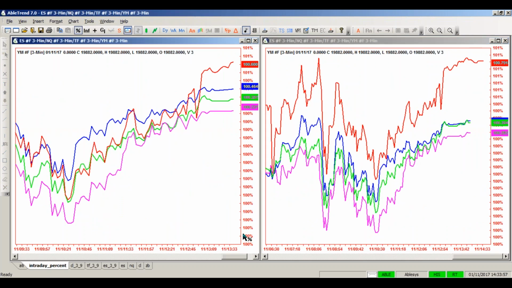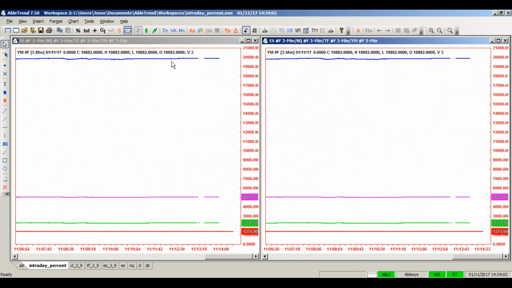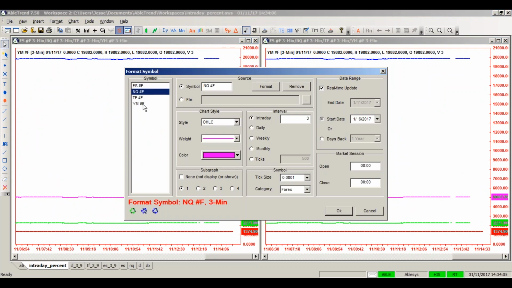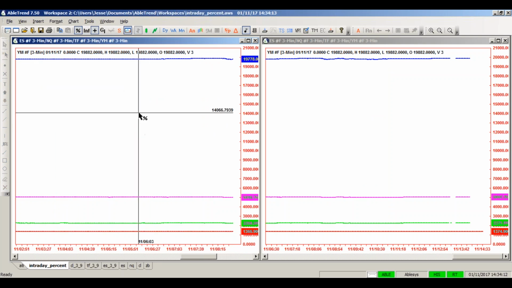Basically, real quick, it's a little confusing to write about. What you'll receive is basically like this. If you need to change the symbols, just come up to Format Symbol and change the symbol formatting. And then clicking over here, percent, we can pick where we want that 0 point to be.